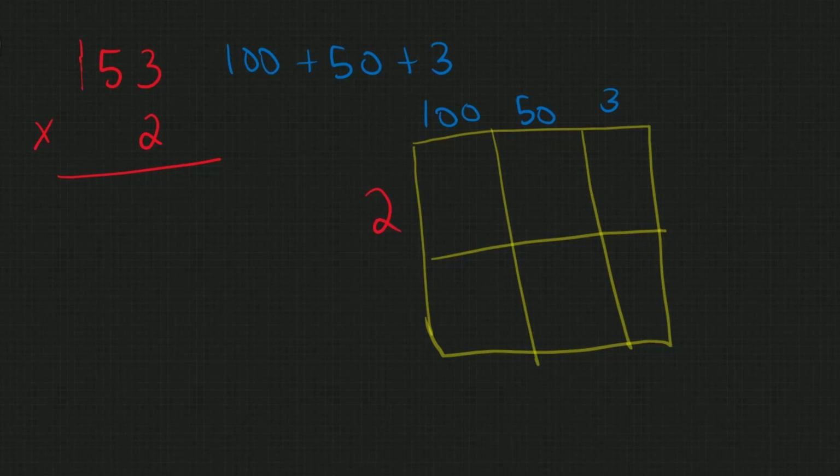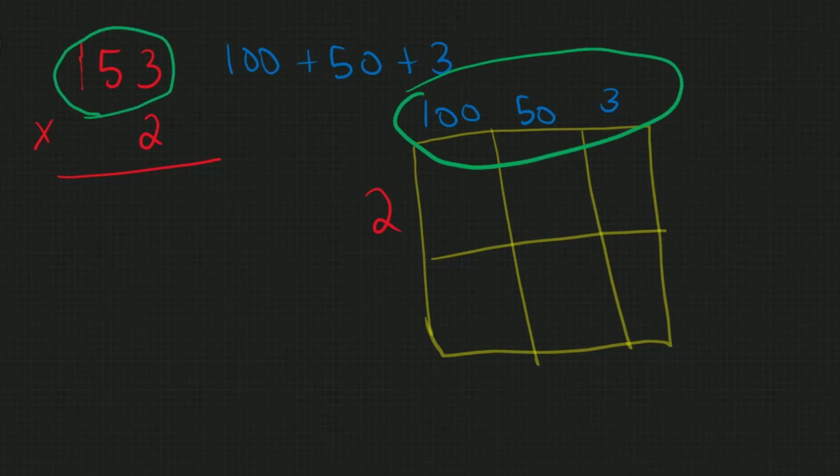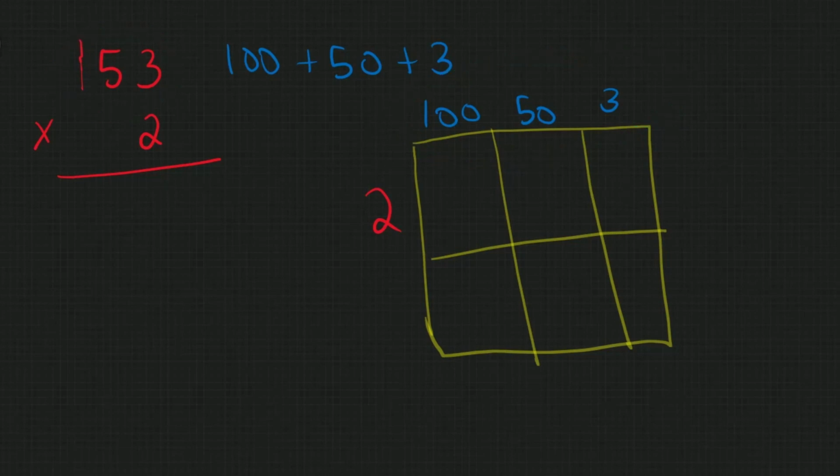Now that we got it set up, we have our 153 right here. And there's our 153 with the standard algorithm. Next, we have our 2 right here and our 2 right here. 153 multiplied by 2. 100 times 2 is 200. 50 times 2 is 100. 3 times 2 is 6. I can add them up on the side if that makes it easier for you. 200 plus 100 plus 6.